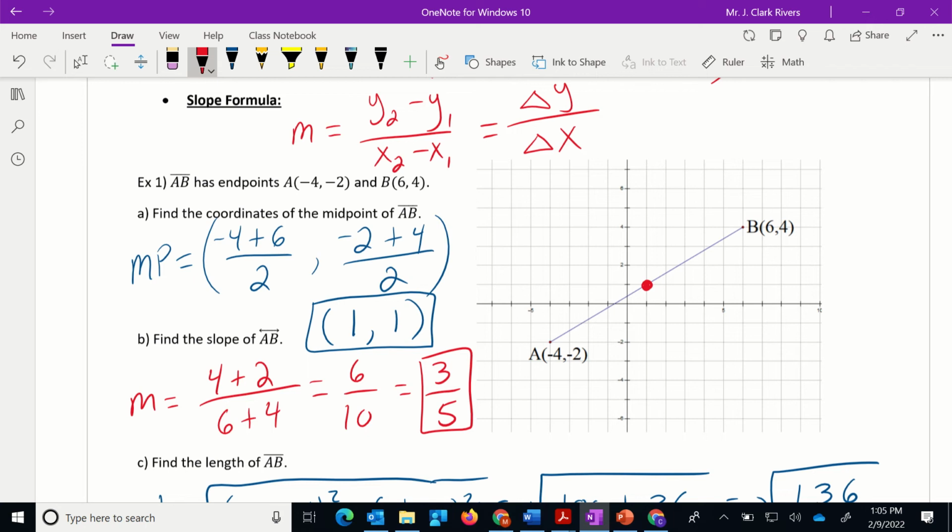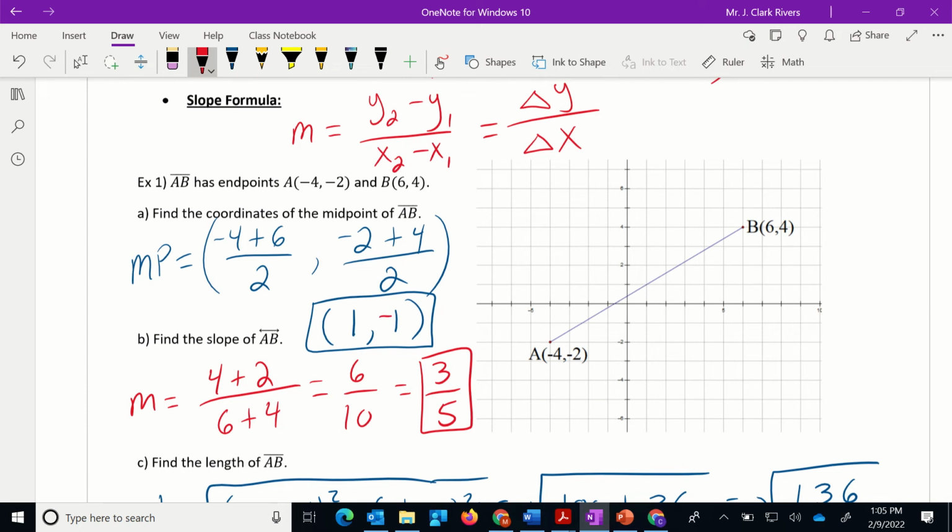Does that seem like it could be the midpoint? Yes or no? Yeah, that seems like it could be the midpoint. How long did that take us to plot that? Not long, half a second, right? Maybe 2 seconds, whatever. Now, let's say you messed up a sign here and you said that this was -1.